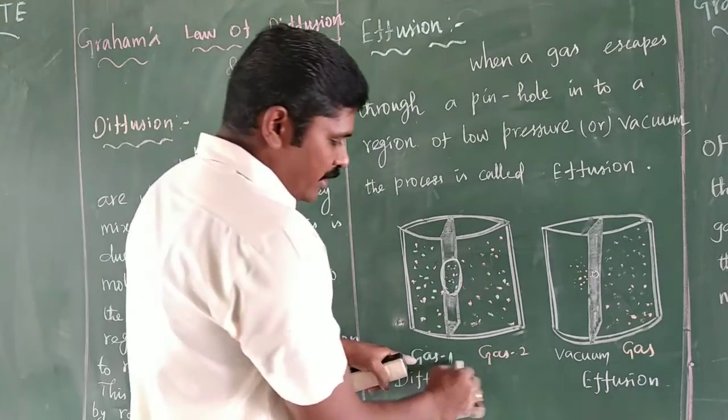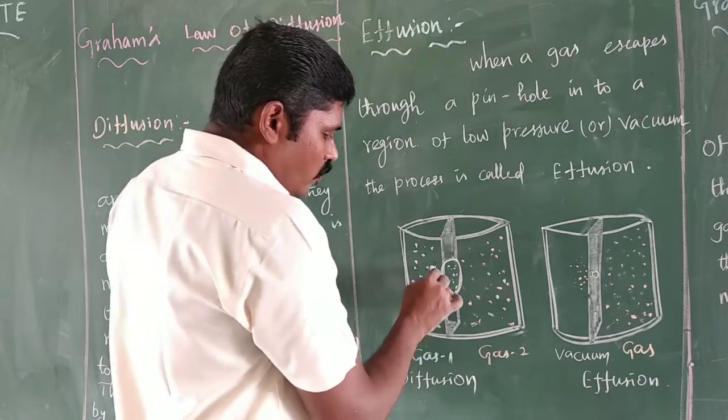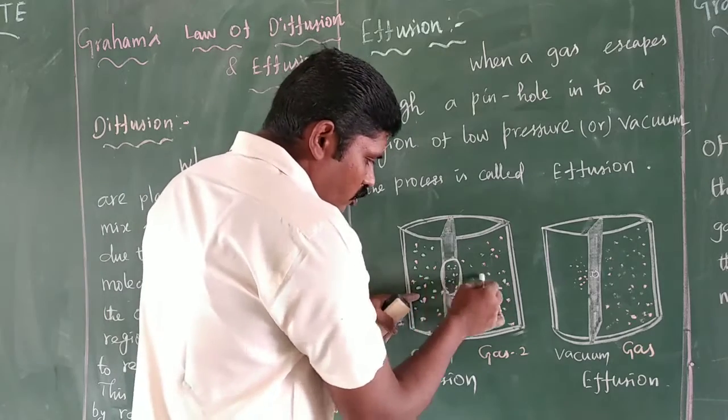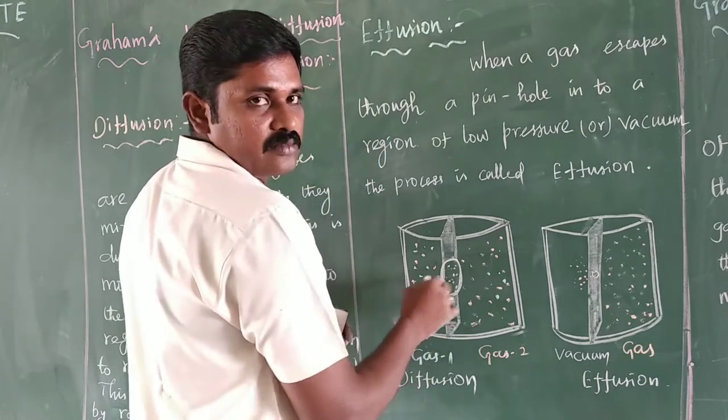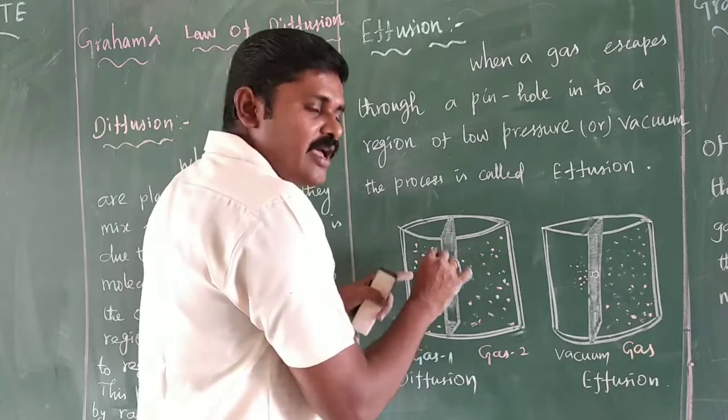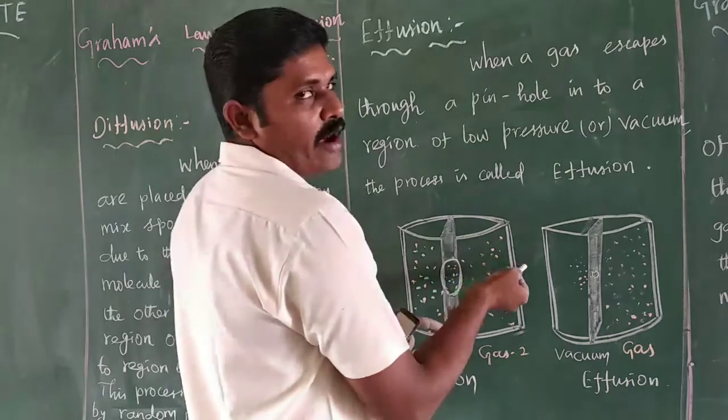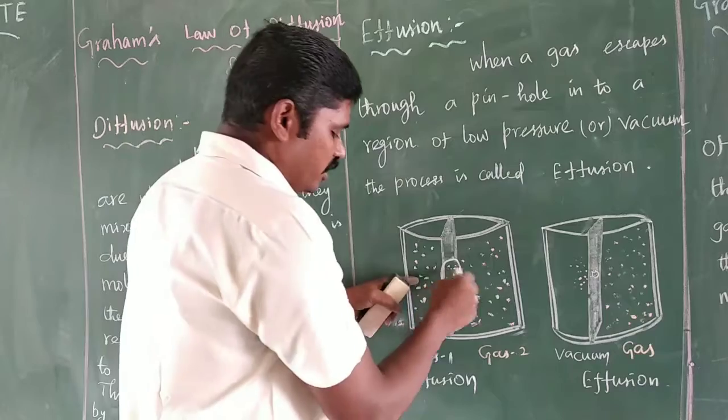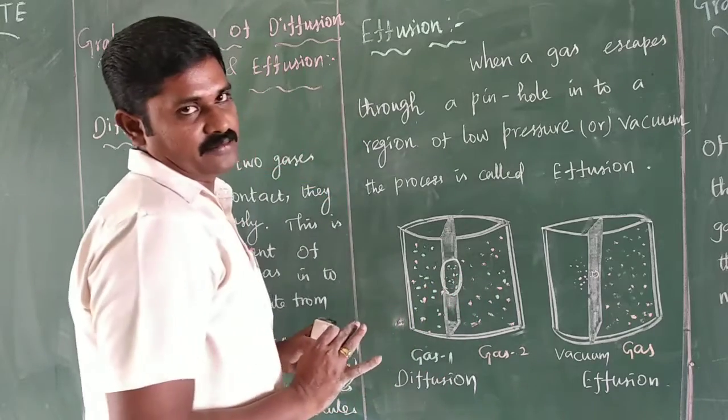So gas 1 and gas 2 are moving randomly. They migrate from higher concentration to lower concentration. This process is called diffusion.